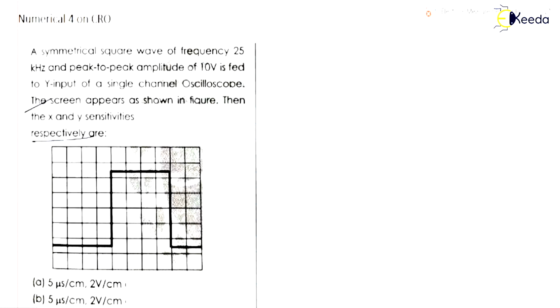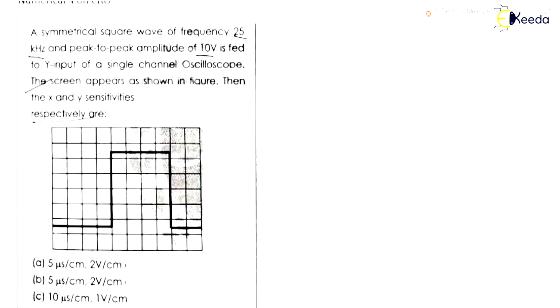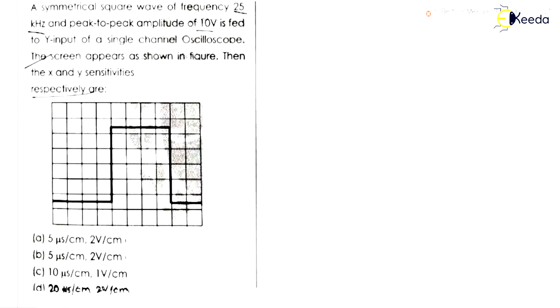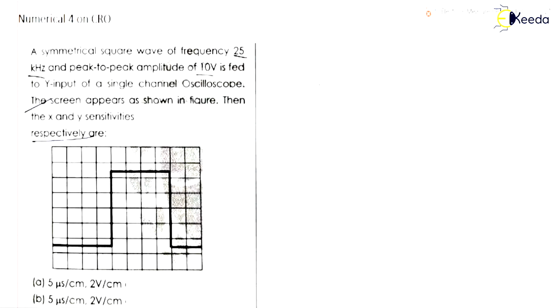A symmetrical square wave of frequency 25 kilohertz and peak to peak amplitude of 10 volt is fed to the Y input of a single channel oscilloscope. The screen appears as shown in the figure. Then the X and Y sensitivities are, and they have given the options. X and Y sensitivities means X and Y settings actually they have asked. Here the frequency is 25 kilohertz, therefore we can write time t, the time period of the signal.